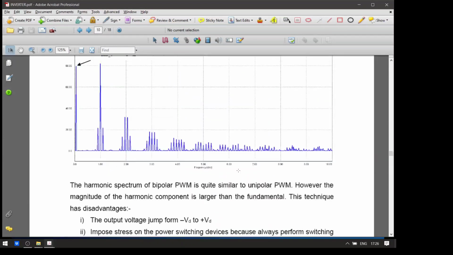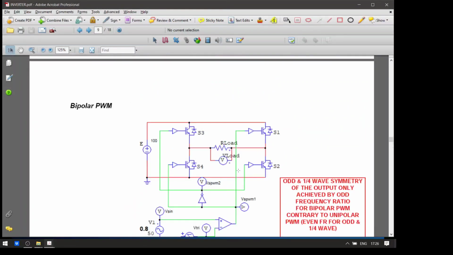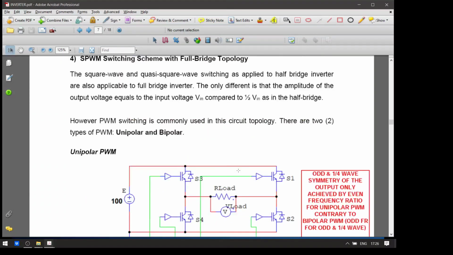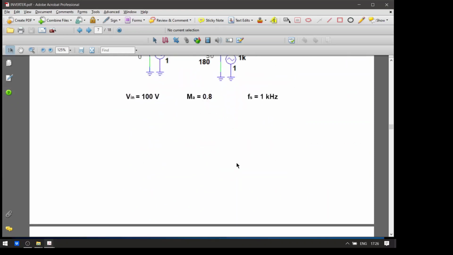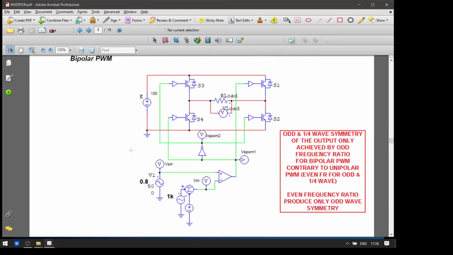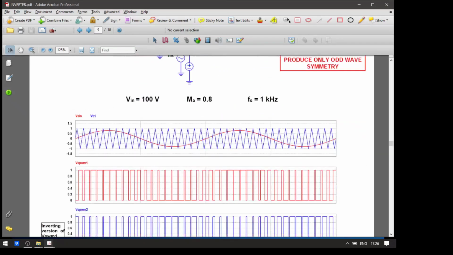Just before that, okay, we look into this part whereby there are two types of PWM, unipolar and bipolar PWM. In unipolar, the triangular signals consist only of the positive value, but in bipolar we have two. It consists of positive and negative triangular carrier signals. So this is a unipolar PWM, right? And then we have this bipolar PWM, with positive and negative values.